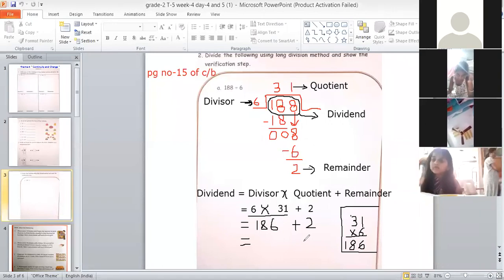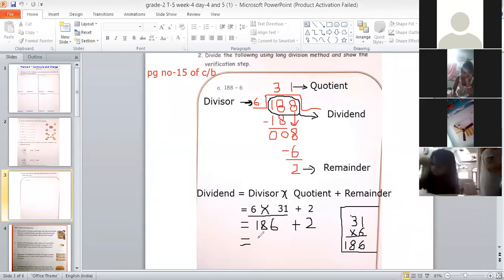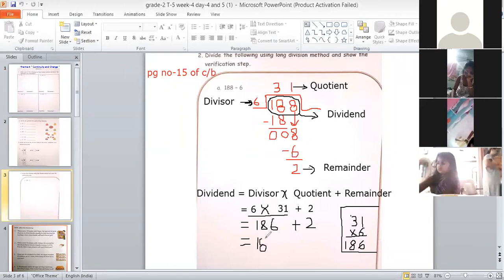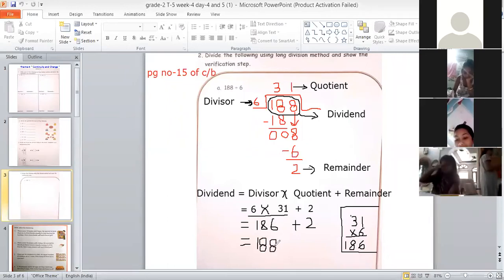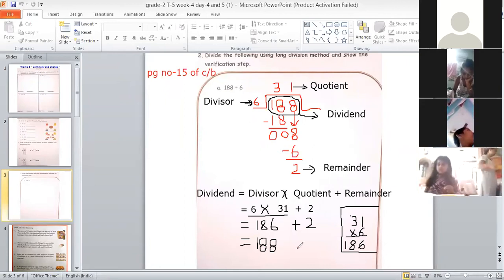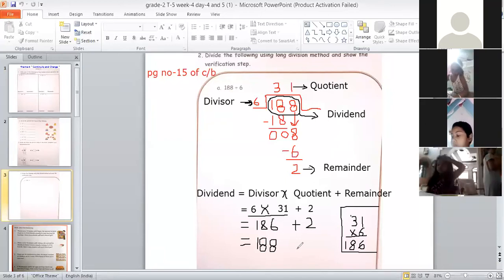188. Very good. That's correct. Yes, children, you will count forward 2. So 187 and 188. If you count forward 2, you will get 188. Right? So you will write here 188. So what is your dividend now? You got the answer 188 and that's the correct answer. This means you have solved the question right.